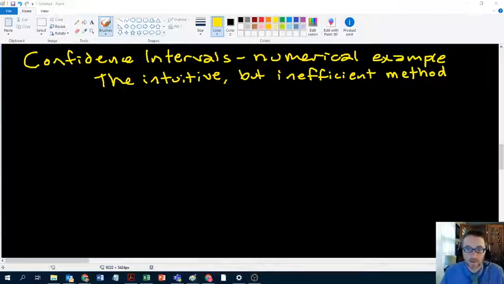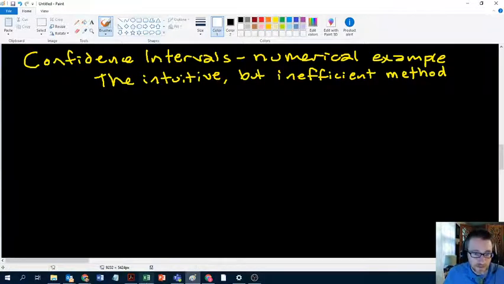Welcome back. If you've been following along, we've been talking about confidence intervals and the beginning of inferential statistics. We looked at the intuition of confidence intervals in our previous video. Today I want to give a walkthrough example using numbers, and we're going to use an intuitive method that follows up on what we've been doing before. We will see that it takes a while, and rest assured that before this series of videos is over, we'll have a more efficient way to do it. But this is a useful place to start.